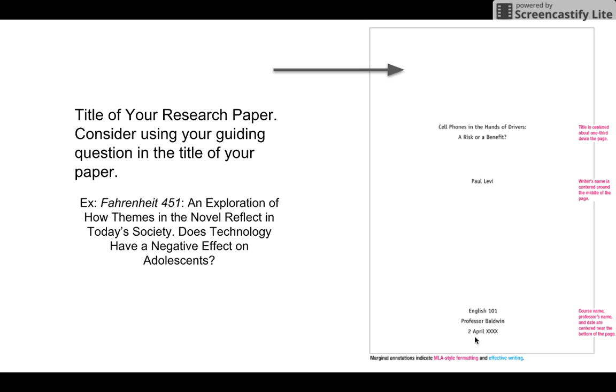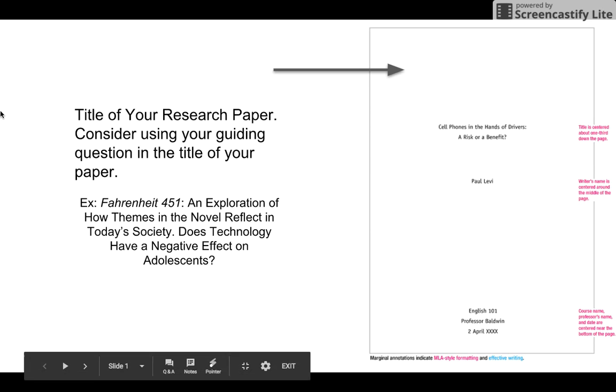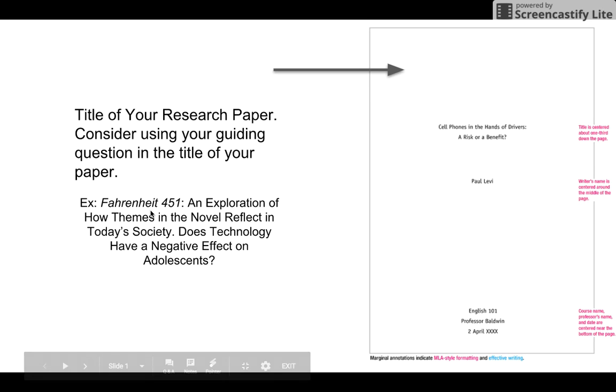So, something that I've noticed is that oftentimes our titles aren't as strong as they should be. So I have a recommendation for you, if you will. I'm asking that you include Fahrenheit 451, an exploration of how themes in the novel reflect in today's society, and then you will follow up with your guiding question, the question that you wrote that is guiding your research, the question that you use to turn into your thesis statement.